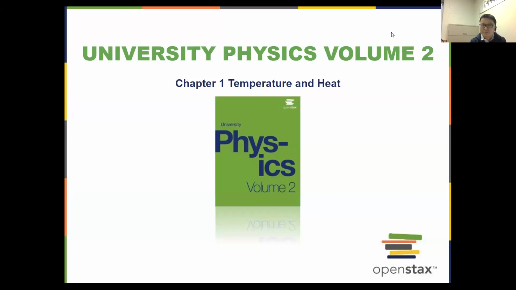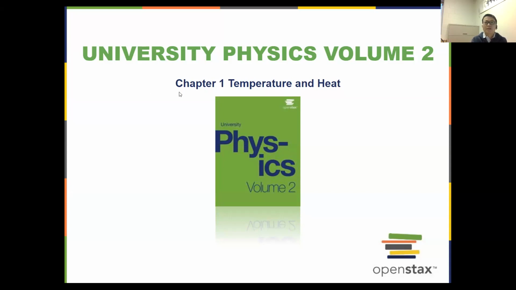So this semester we'll be looking into Volume 2 of University Physics by OpenStax. We will start from Chapter 1 of this Volume 2, and at the end of the semester we'll also be looking into the last couple chapters in Volume 1 as well as a few chapters in Volume 3. All right, so let's get started.